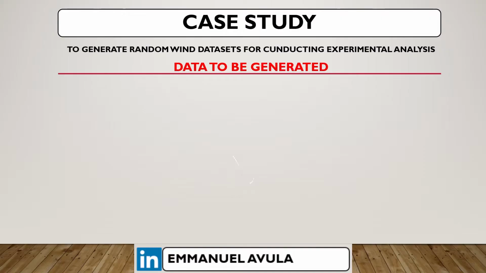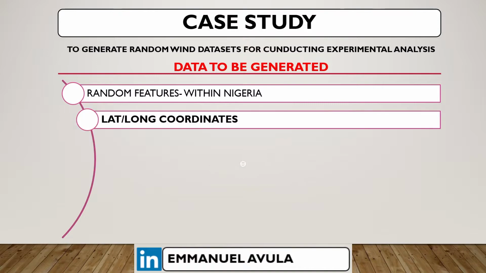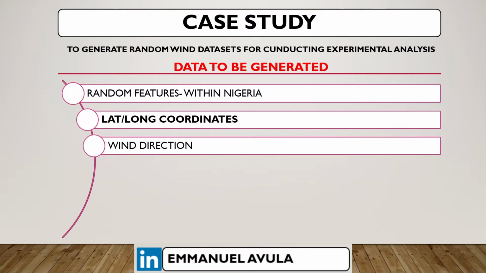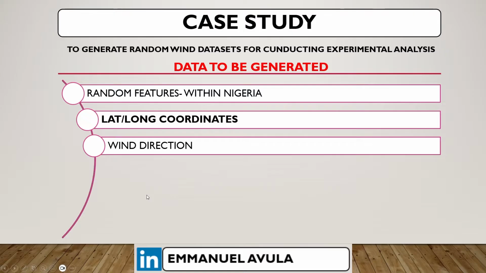So the data set we want to generate is for wind data sets within Nigerian boundary. So we want to generate random point features within Nigerian boundary, extract the coordinates and populate them within the attribute table, and generate wind direction. The wind direction will range between 0 and 360, since we understand that direction ranges between 0 and 360.